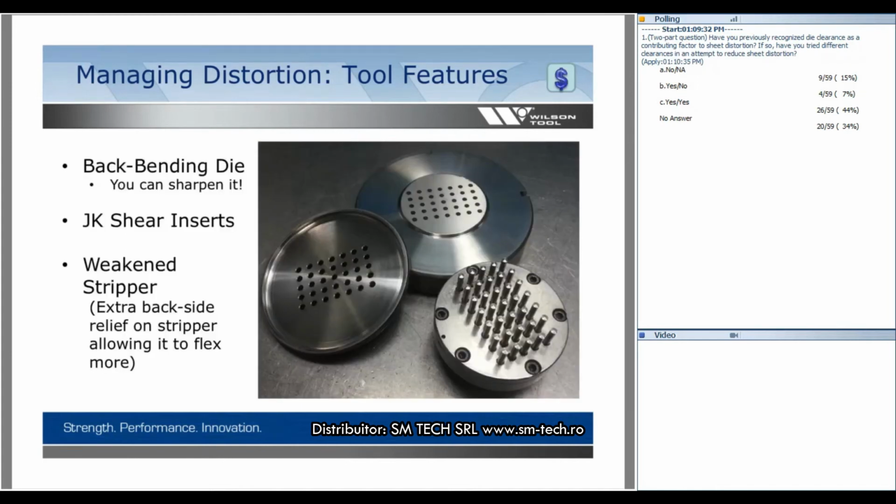It's one of those extreme ones because it doesn't happen all the time, because people's die clearances are generally in a condition where it creates cupping versus the bow. So here's a series of tools that shows, we have a backbending die. We do the flat top so you can sharpen it. We have those JK shear inserts on the cluster. And then we have a weakened stripper, where we remove material on the inside of that stripper to help it flex during the piercing process.